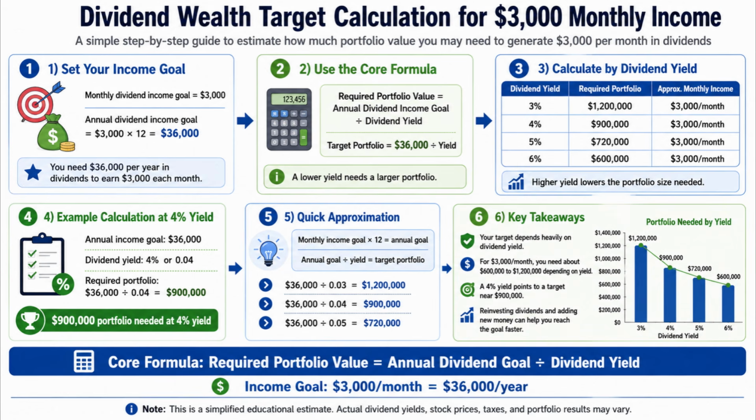Finally, remember the core formula. Required portfolio value equals annual dividend goal divided by dividend yield. In this example, the income goal is $3,000 per month, which equals $36,000 per year. This is a simplified educational estimate. Actual dividend yields, stock prices, taxes, and portfolio results may vary, so always do your own research and consider professional advice before making investment decisions.